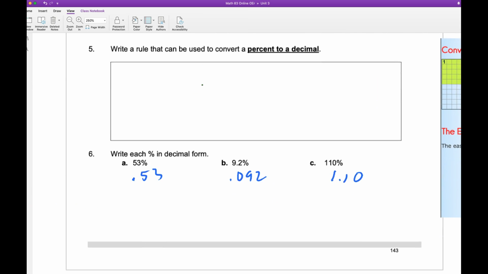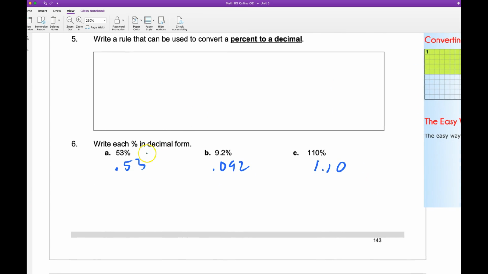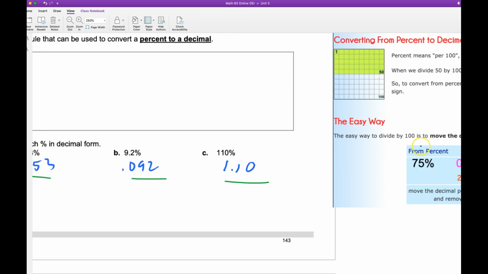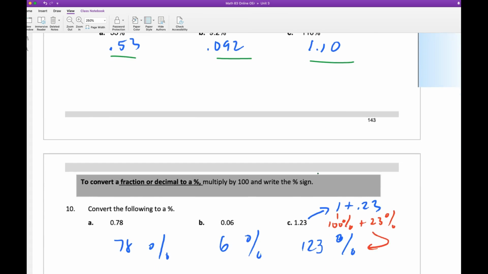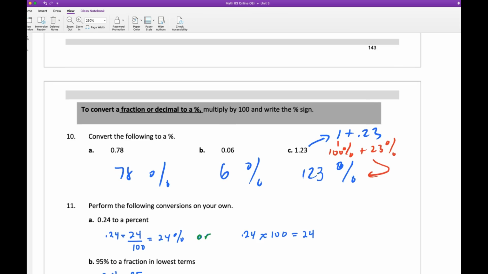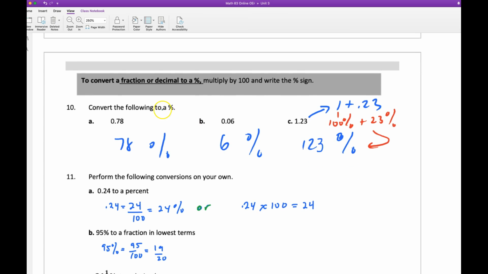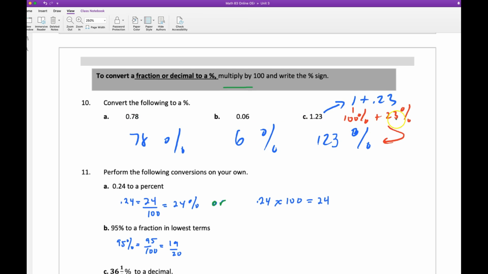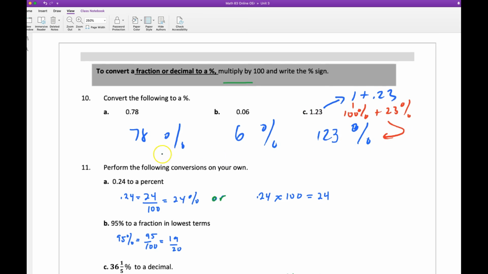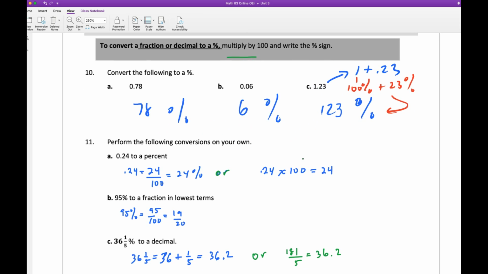Let's go on now. How about writing each percent in decimal form? Those are the answers there because you're using this method here, dividing by 100 or moving the decimal 2 places. The other skill is to convert a fraction or decimal to a percent. Do that by multiplying by 100 and then writing the percent sign, or moving the decimal, again 2 places, so you can see where we get those answers from.